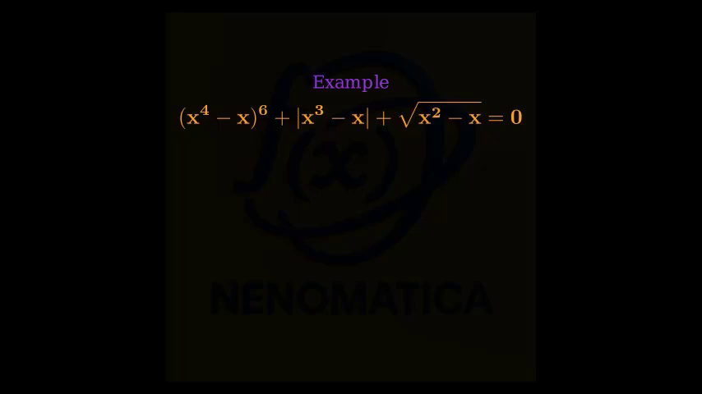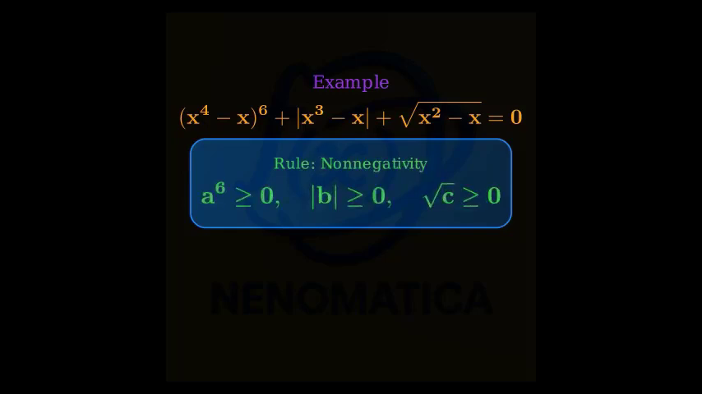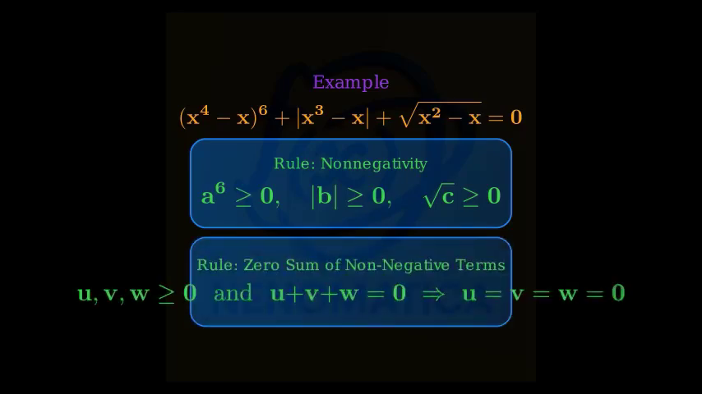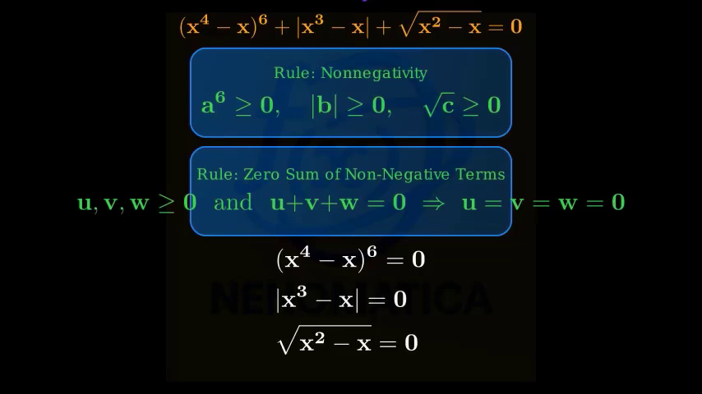First, display the word example. Then show the problem in bold orange math. Step 1. Recognize that every term on the left is non-negative. A sixth power, an absolute value, and a square root are each greater than or equal to 0. Therefore, the sum can equal 0 only when each term equals 0.